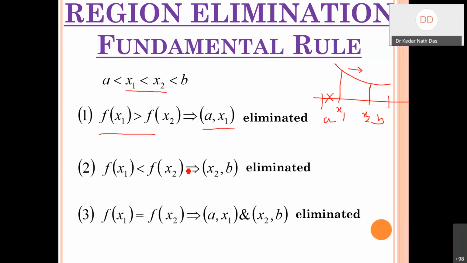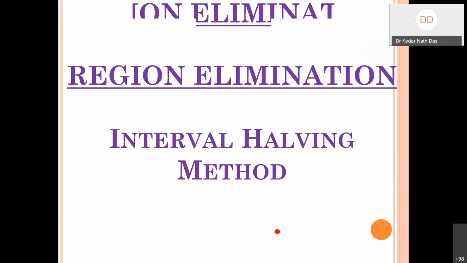Similarly, if I go the other way around, that is the function value of x1 is less than f of x2, the graph will look like this, and ultimately the x2 to b part will be eliminated. Or otherwise, sometimes if the function values are equal at x1 and x2, then you can say that the optimum is in between x1 and x2. That's why the a to x1 part and the x2 to b part both are going to be eliminated. These are the three important aspects of the region elimination based on which all these methods are developed.